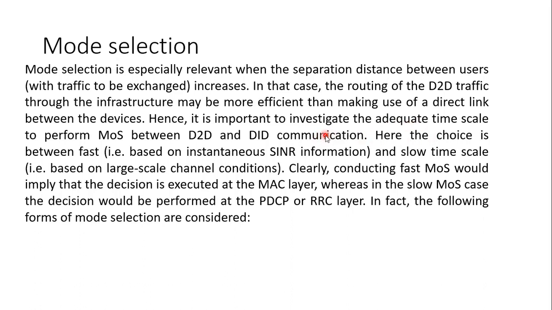Here the choice is between fast, that is based on instantaneous SINR information, and slow time scale based on large scale channel conditions. Clearly, conducting fast mode selection would imply that the decision is executed at the MAC layer itself, whereas in the slow mode selection case, the decision would be performed at the PDCP or the RRC layer. In fact, the following forms of mode selections are considered.